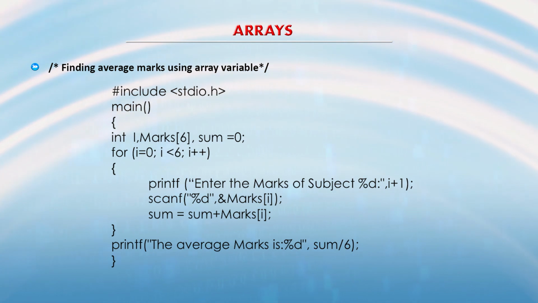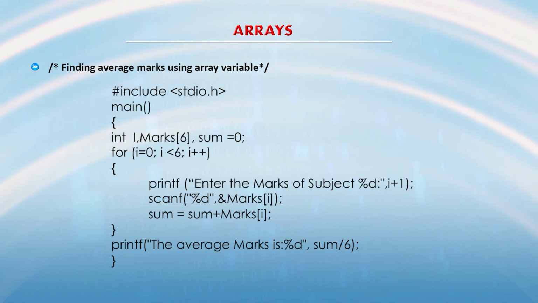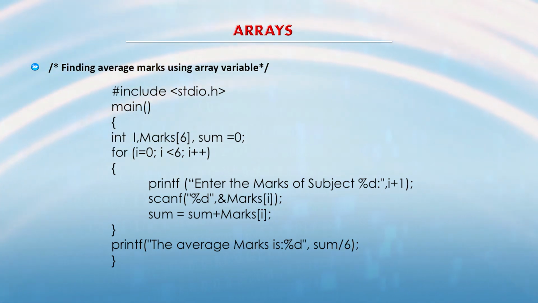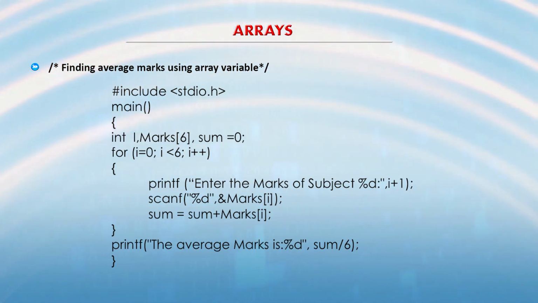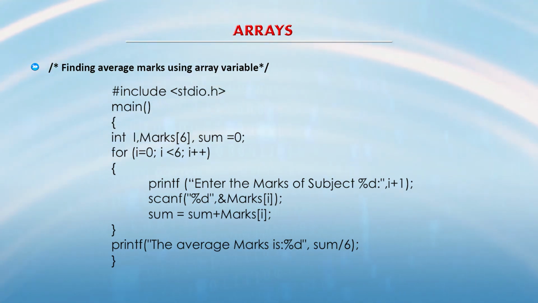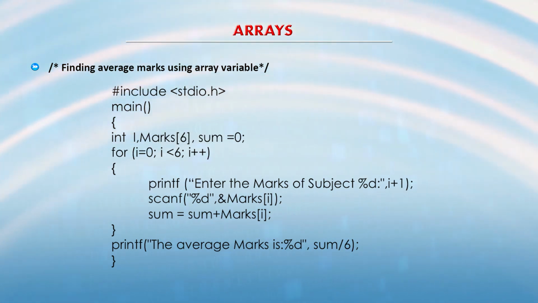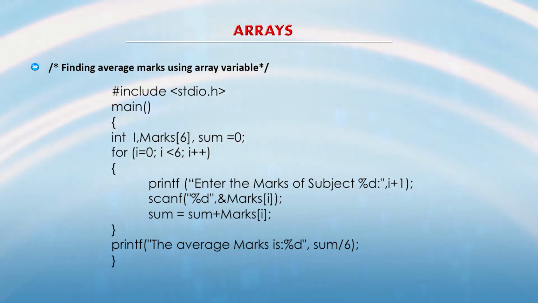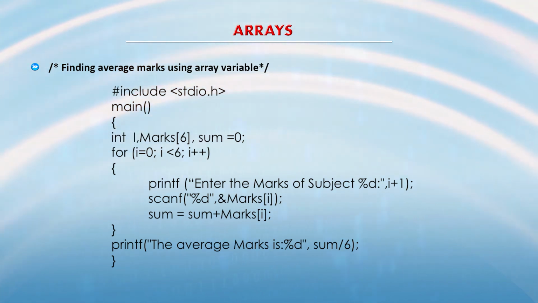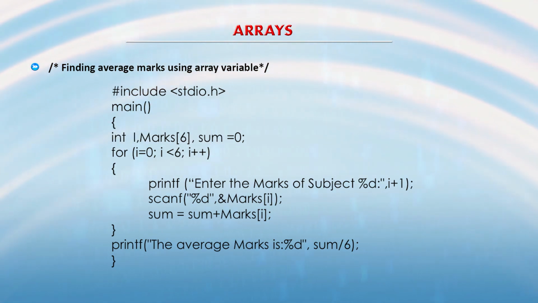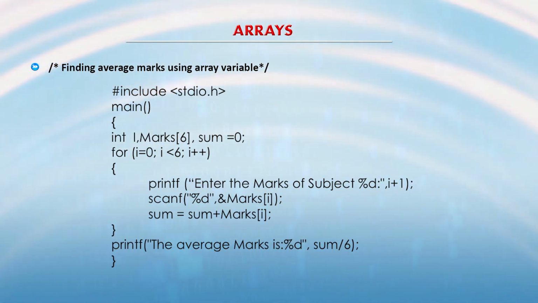scanf("%d", &marks[i]), which means the marks of the first subject are read by the computer, and sum = sum + marks[i]. So the marks of the first subject are added to sum, which was initialized to 0. Now the new value of sum is equal to marks[0]. Because i is incremented from 0 to 1, and 1 is less than 6, this set of lines of code is executed again.